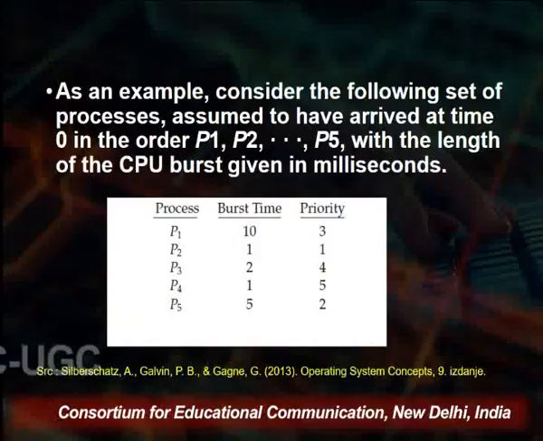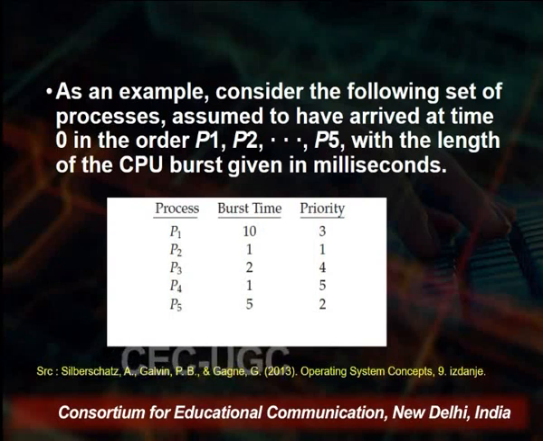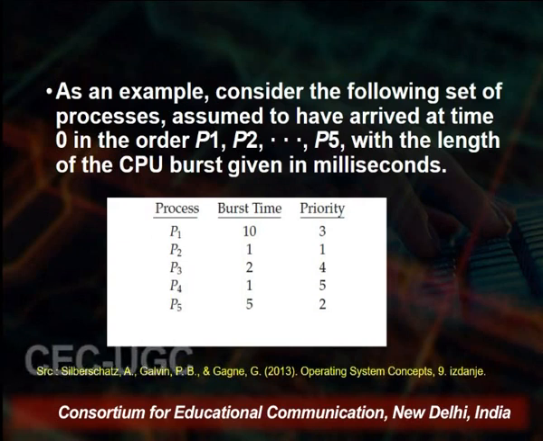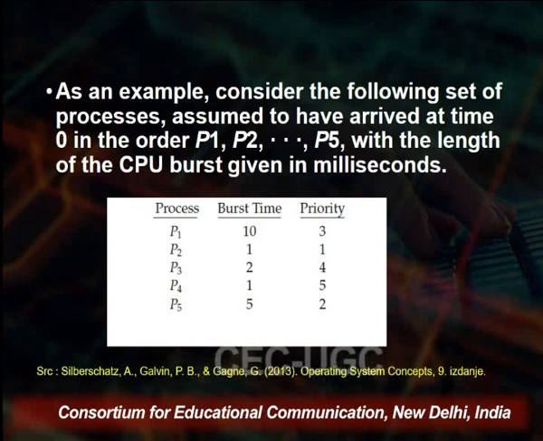Now if we look at this example in which we have 5 processes, and we assume that these processes all come at the same time, at time 0, and the order in which they come is P1, P2, 3, 4 and 5. The length of the CPU burst, that is how much time they require the CPU for, is also given here. Process P1 requires 10 milliseconds, process P2 requires 1, P3 requires 2, P4 requires 1 and P5 requires 5 milliseconds, and then the priorities are assigned.